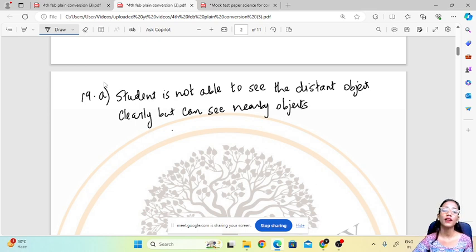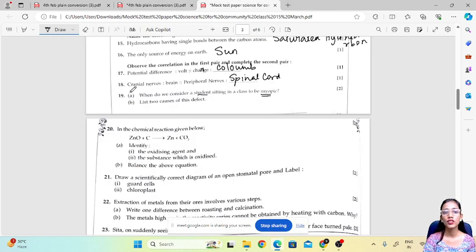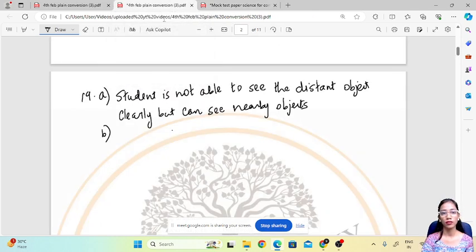So we understand that the defect over here is myopia. Okay, list two causes of this defect. What are the causes? Why is this defect caused? There are only two causes given in the textbook. The first cause is excessive curvature of the eye lens.